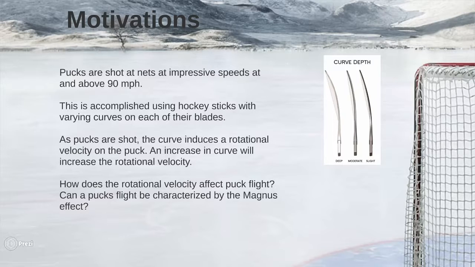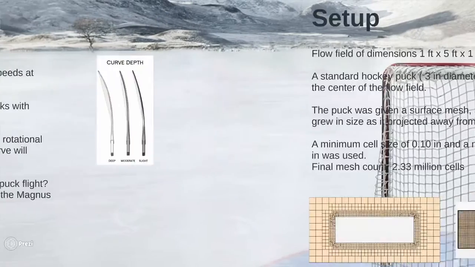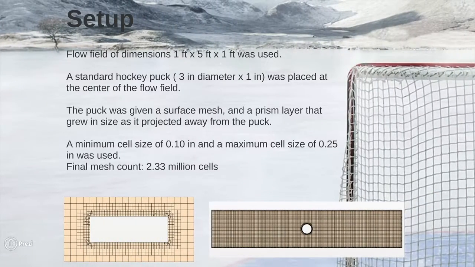Well, how does this rotational velocity affect puck flight? Can a puck's flight be characterized by the Magnus effect? The setup for this system is a 1 foot by 5 foot by 1 foot flow field, with the 5 foot being the depth of this flow field.